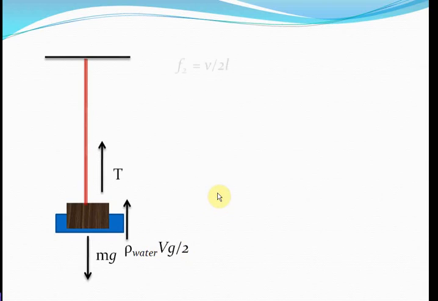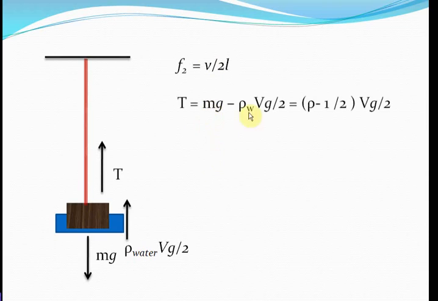So the net buoyant force acting upwards will be density of water into V by 2 into g. In this case too, the fundamental frequency will be V by 2L. L is fixed, but what is V? V is square root of T divided by mu. Mu, the mass per unit length, will still be the same, but tension will change here.